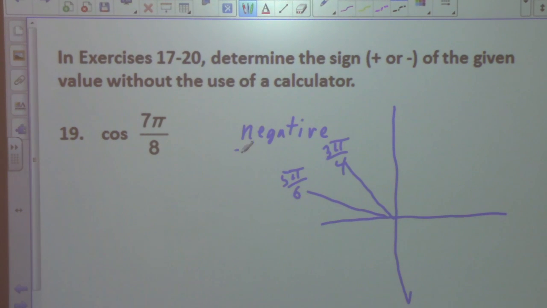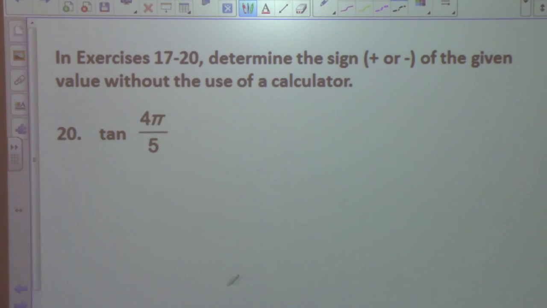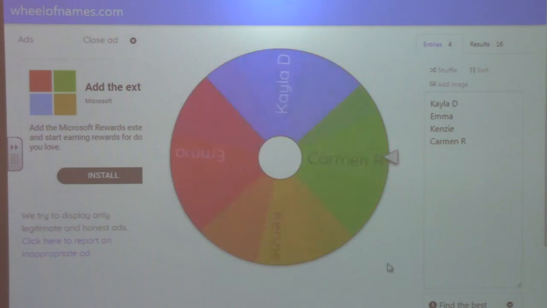Let's go to this next one. We're going to have somebody else here for this. Who's it going to be? Kayla, Emma. It's going to be Emma.